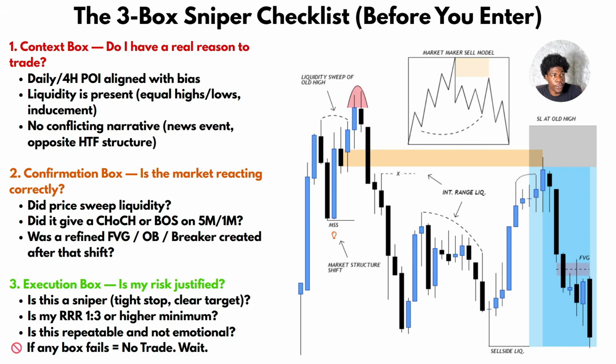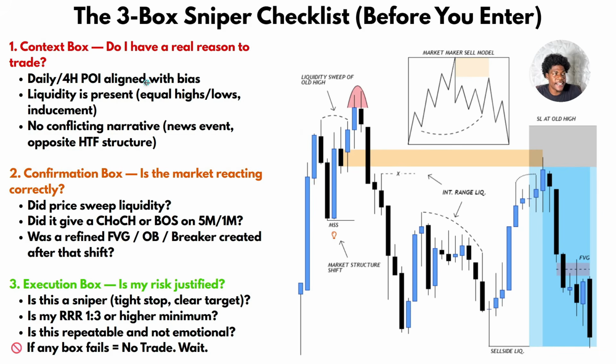Let's go over the 3-box sniper checklist before you enter your trades. Let's go for number 1, the context box. Do I have a real reason to take this trade? Always ask yourself these things, right? Is the daily, the 4-hour point of interest aligned with the bias, right? Like, is price actually selling and you're trying to buy? Is price actually buying and you're trying to sell, right? Always find context first before you just scale down looking for entries.